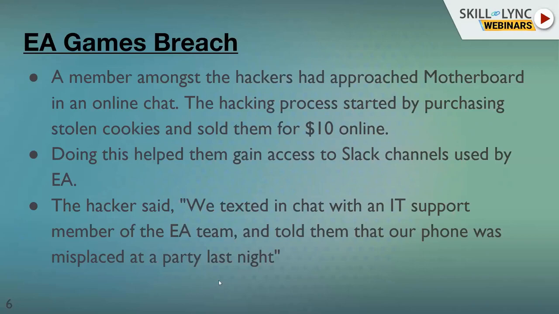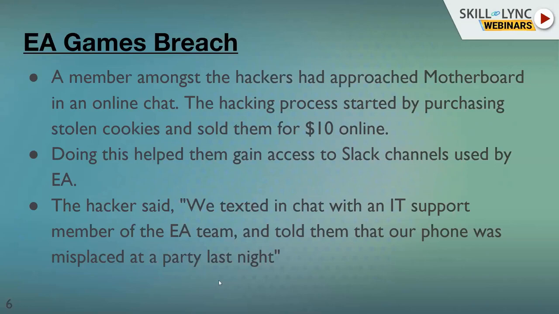So the hacker said that the next day he had a legitimate cookie, but EA has multi-factor authentication. That means even though you have a cookie, you need to prove that you are the actual user, by providing an OTP pin or something. This hacker is a smart guy. He texted in chat with an IT support member, because he had access to the Slack channels, which hold the history of the organization's IT chat data, basically.